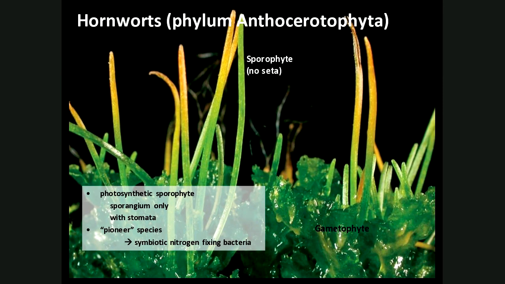Hornworts. Hornworts get their name because their sporophyte looks like horns sticking up. All right, what does it mean, no seta? Let me change my color pen. When something has a stalk, if you will, and then something at the top, we call this the setae or the seta. And this, if we're talking about a sporophyte, would be the sporangia.